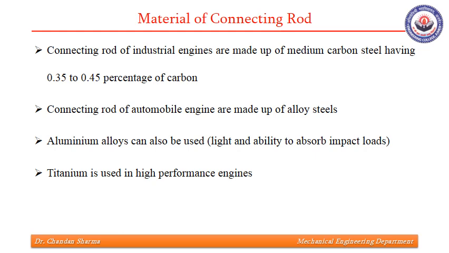Let us talk a bit about the materials that are likely to be used for connecting rod. Connecting rods of industrial engines are made of medium carbon steel having 0.35 to 0.45% of carbon, whereas connecting rods of automobile engines are made of alloy steels. Aluminum alloys can also be used as they are light and they can absorb impact loads. In some cases, titanium is used for high performance engines.